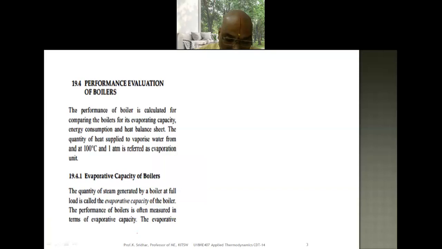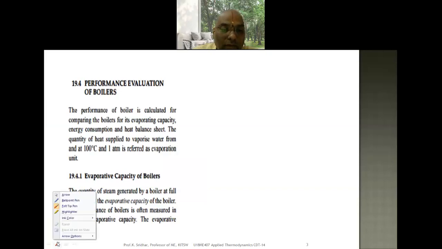The quantity of heat supplied to vaporize the water from and at 100 degrees centigrade and 1 atmosphere is referred to as the evaporation unit. That is, we are able to compare only boilers of similar capacity. That's why the performance evaluation of boilers is normally represented by means of various performance parameters.